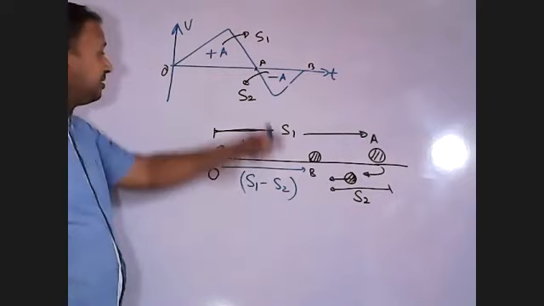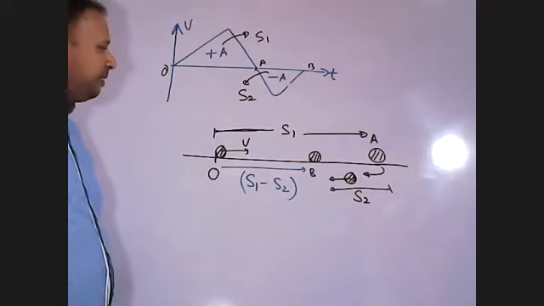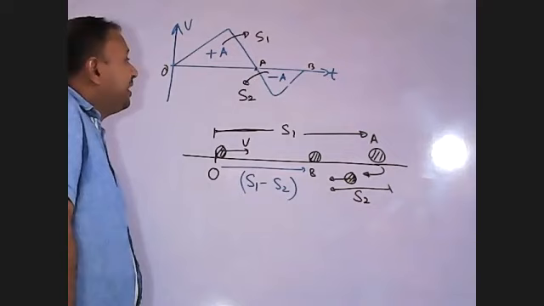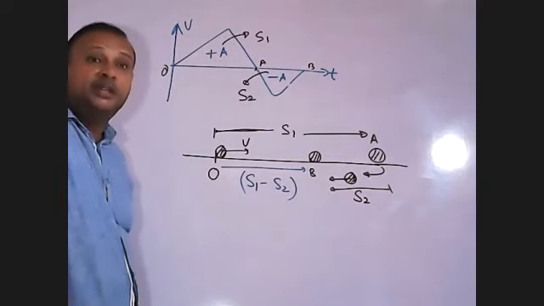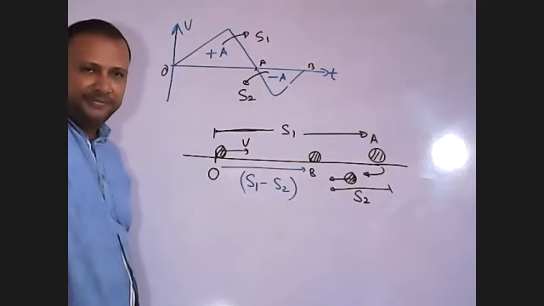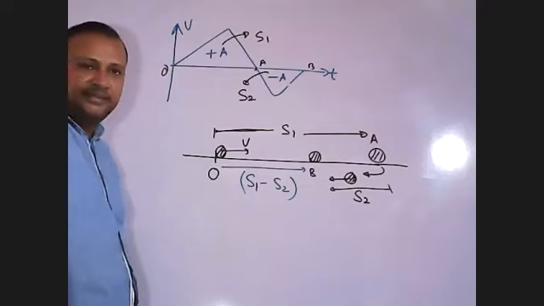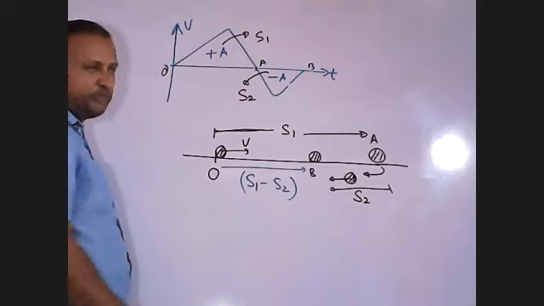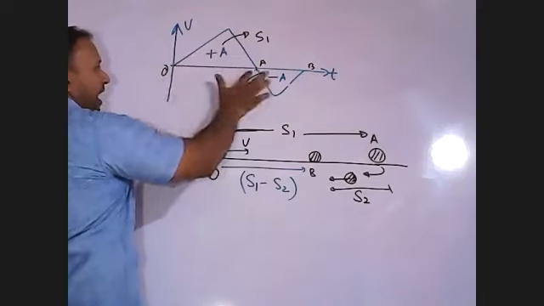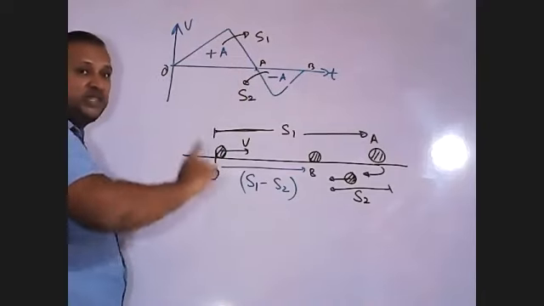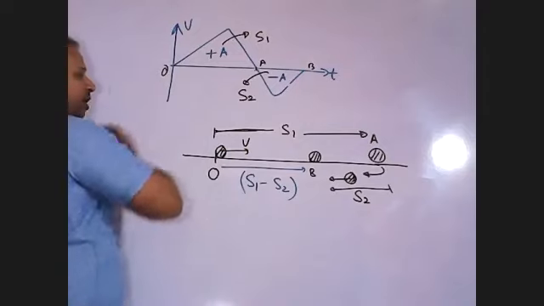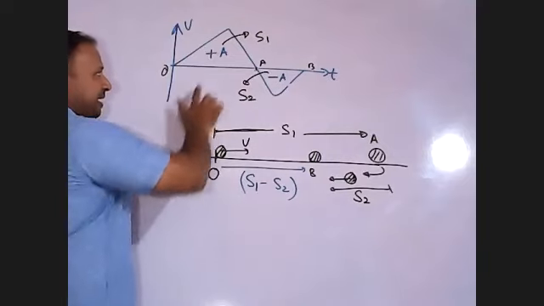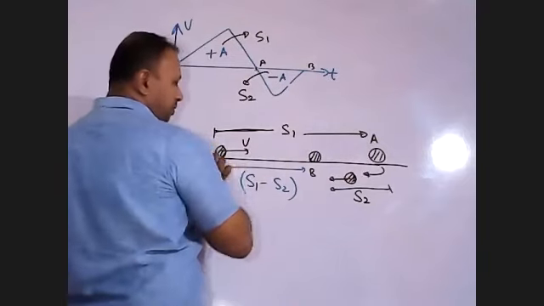Don't think this displacement is negative just because the y-axis is negative, therefore this should be negative. Don't think like this. That is not the reason. This is the reason. S1 means O to A displacement. As the velocity from O to A is positive, the object has displaced into the positive direction. Therefore, it has displaced S1 from O to A.